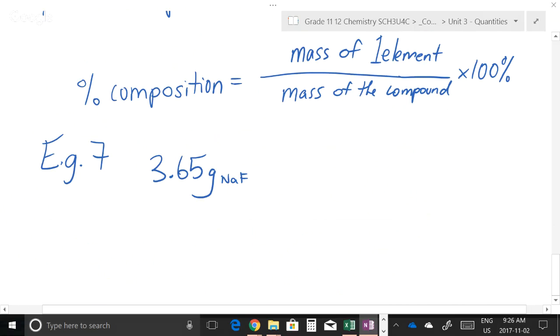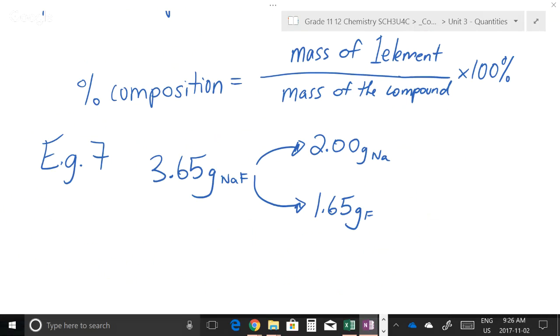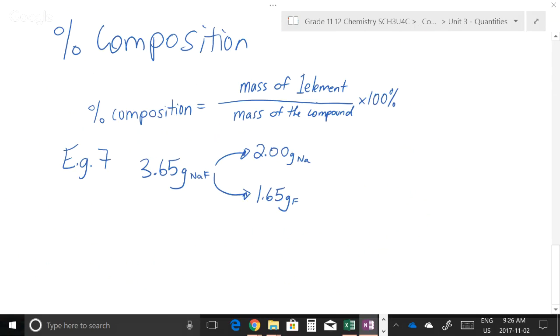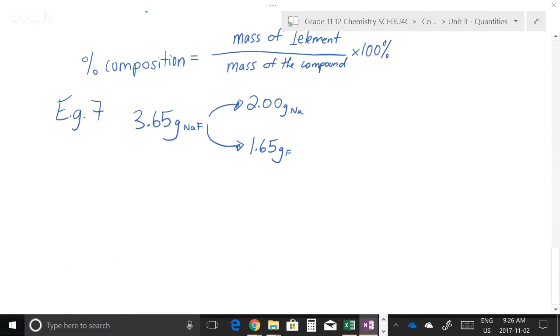What's it mean to decompose it? Yeah, we break it apart. And when we break it apart, we will get what? 2 things. Yeah, we'll get solid sodium, and we'll get fluorine gas. Does that make sense? So when we did that, we got 2.00 grams of sodium, and we got 1.65 grams of fluorine. What I want to know is, what percent does each of those make up of sodium fluoride, pardon me. So you're going to have to do two calculations. Doesn't matter which one you do first. Which one do we want to do first?